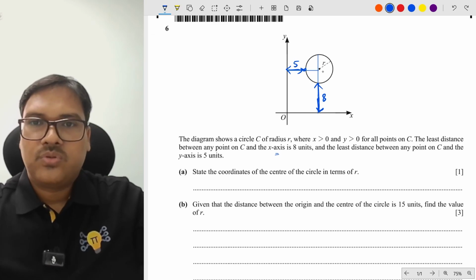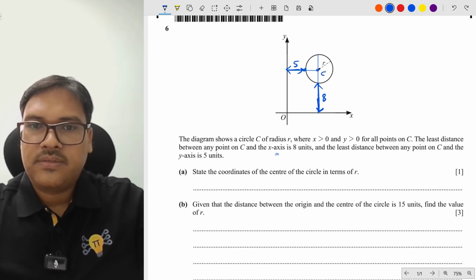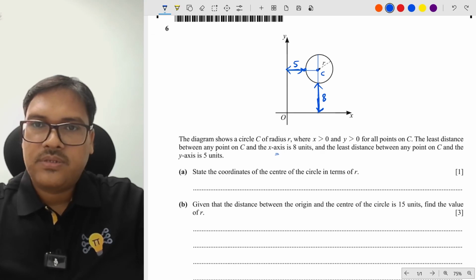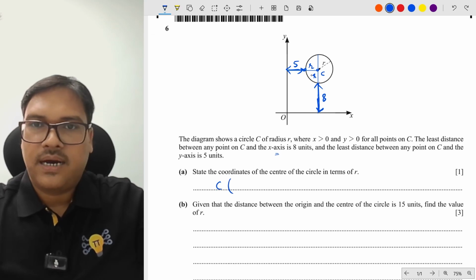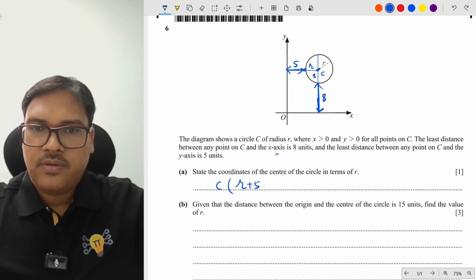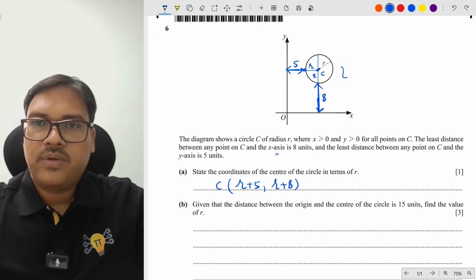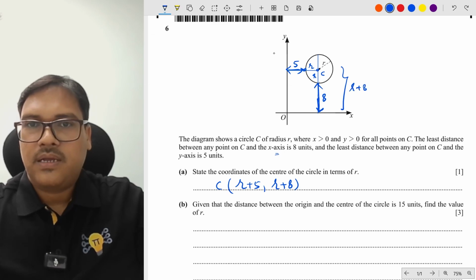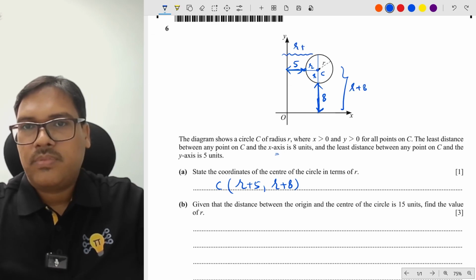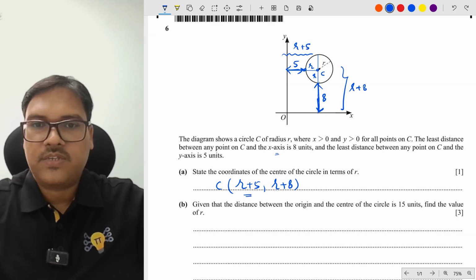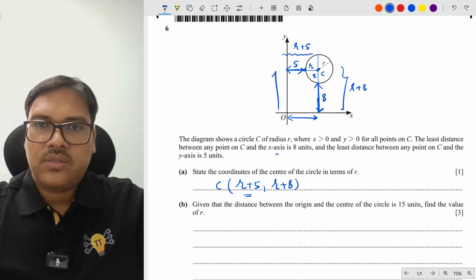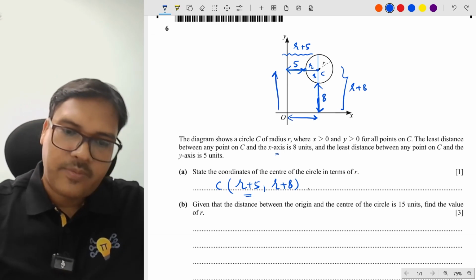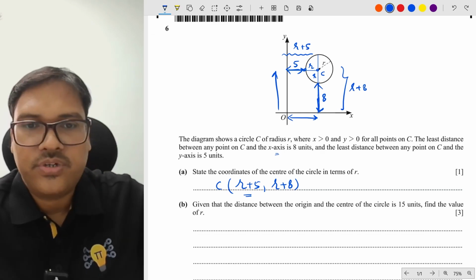So this is 5. So what will be the coordinate of the center? Now this is r and this is r. So what is the coordinate of C? You can see the x coordinate is r plus 5, and the y coordinate is r plus 8, because this will become r plus 8. The horizontal distance is r plus 5, and the vertical distance is r plus 8. So the coordinate is (r plus 5, r plus 8). That is the first answer.